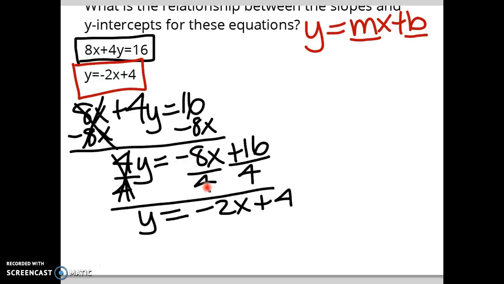Negative 8 divided by positive 4 is negative 2. 16 divided by 4 is 4. Now we have two equations written in the same form. Let's compare them.